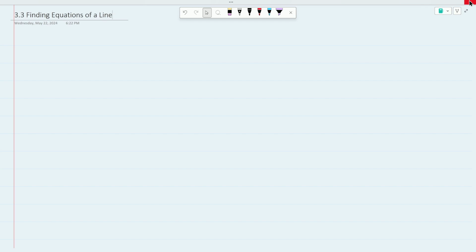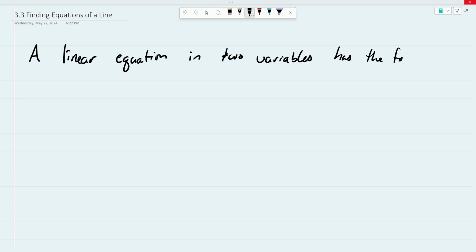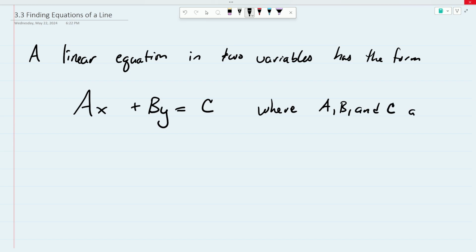In this video, I'm going to go over finding equations of a line. Now, in order for us to really grasp or review what is really happening here, we have to remember that a linear equation in two variables has the form, and this is the most general form, ax plus by equals c, where a, b, and c are real numbers.